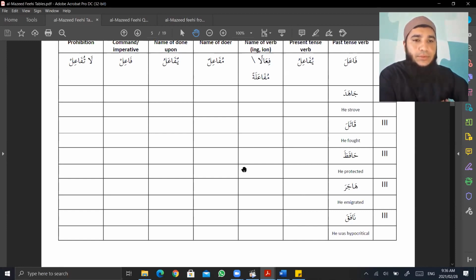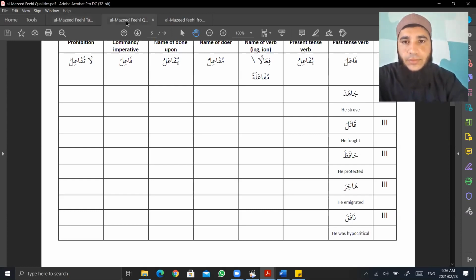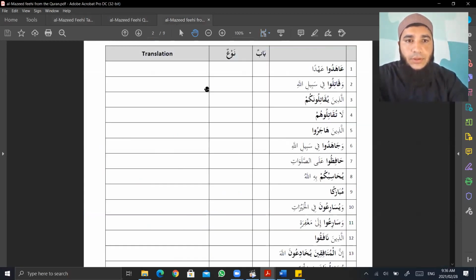Okay, shukran, Maulana. So would that then mean fight each other, or fight for the sake of Allah? No, where would this be now? وَجَاهِدُوا فِي سَبِيلِ اللَّهِ وَقَاتِلُوا فِي سَبِيلِ اللَّهِ. Yes, that will be fight in the path of Allah.